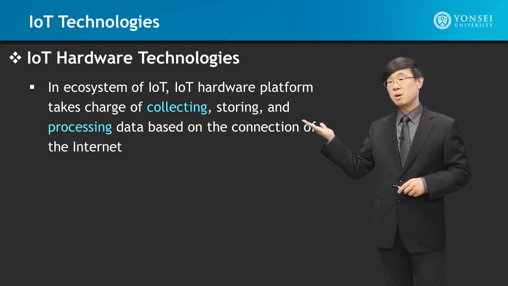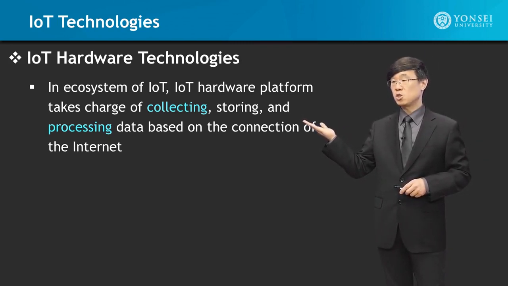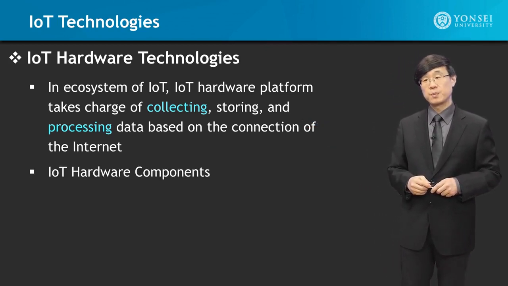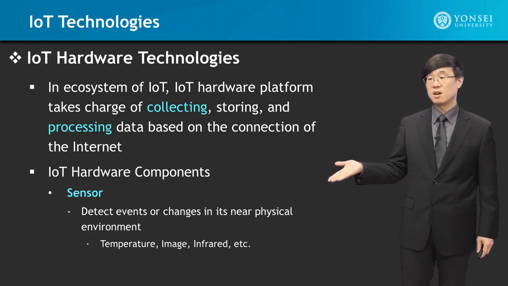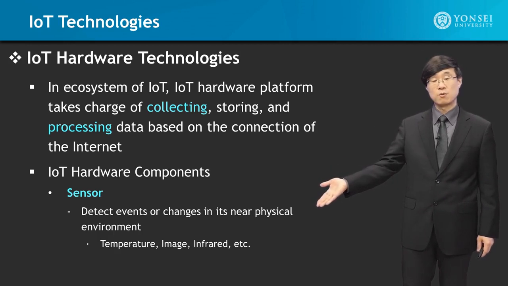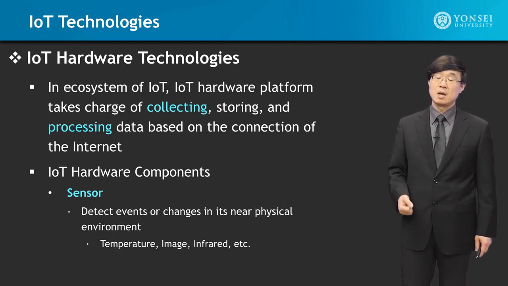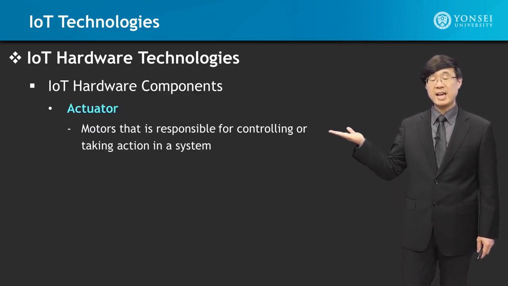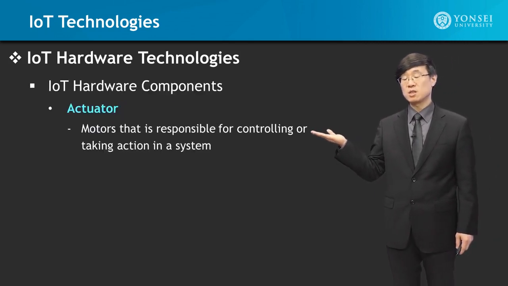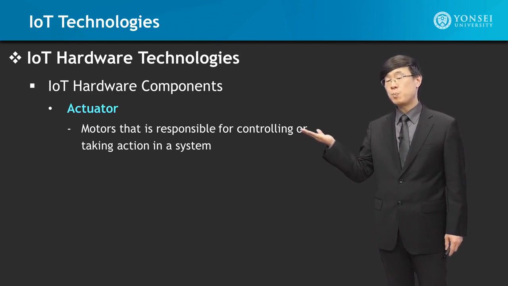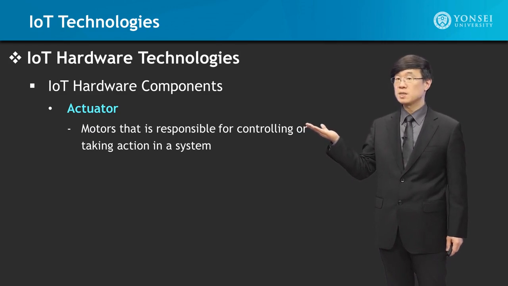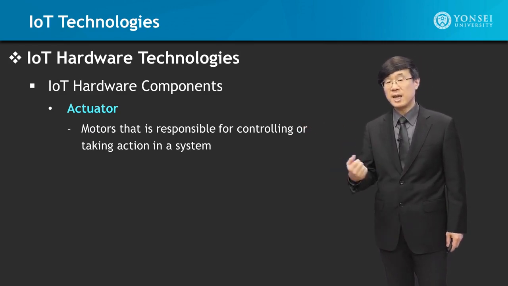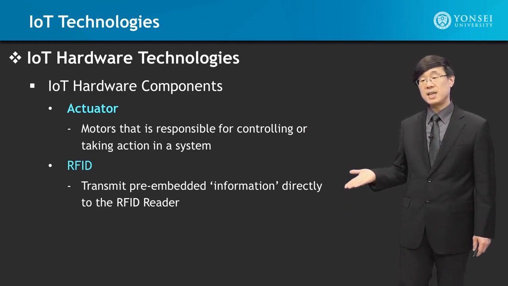In the ecosystem of IoT, IoT hardware platforms take charge of collecting, storing, and processing data on the connection of the internet. IoT hardware components include sensors, which detect events and changes in near physical environments, such as temperature, image, infrared, gases, and humidity, as well as actuators. These are motors or switches or something that has a responsible controllable unit. Where you decide you want to shut something down or open something up, this can help you, both physically and electronically. RFID is another domain.